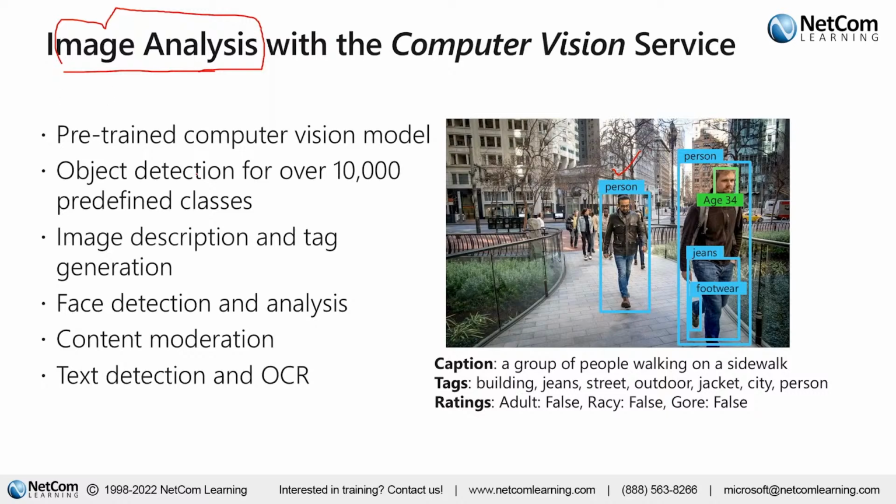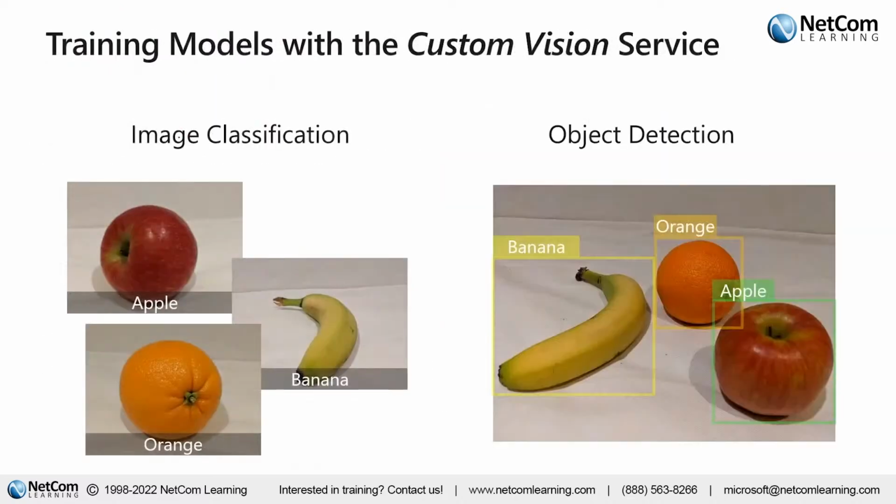You have a pre-trained computer vision model already in Azure, which has about 10,000 predefined classes. That means a model that already knows how to predict persons, cars, buses, and stuff like that. That model also knows how to do face detection and analysis, and a couple of other things as well. So the Azure Cognitive Services do have this computer vision service available, and you have image analysis, image classification, and object detection.